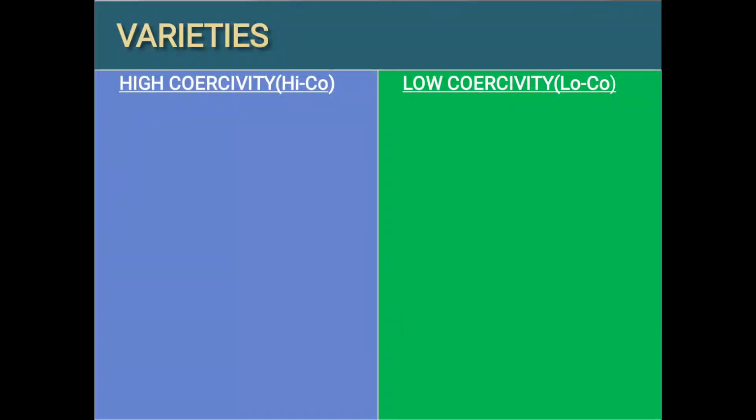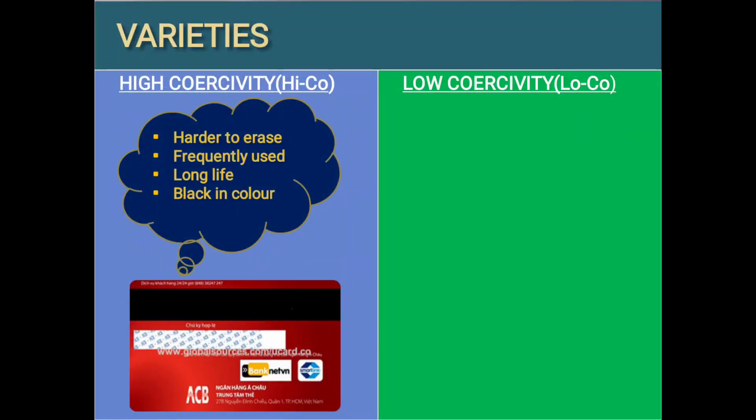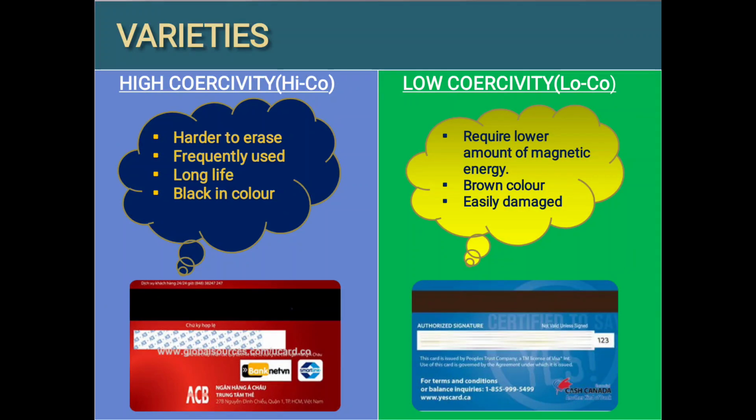There are two types. Number 1 is high coercivity. The strip of high coercivity is harder to erase. It is frequently used. It has a long life and it is black in color. Number 2 is low coercivity. The strip of low coercivity requires a lower amount of magnetic energy. It is brown in color. It can easily be damaged.